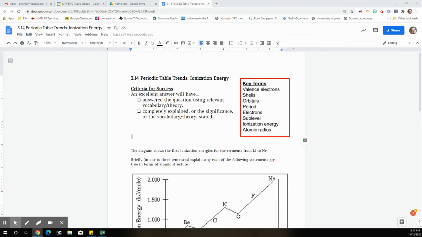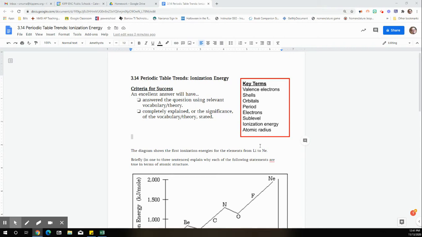So when you're writing an FRQ, you have this criteria for success. An excellent answer will have answered the question using relevant vocabulary or theory. I'm going to try for right now to give you a box that would help point you in the right direction. It's not going to give you the exact answer because you won't use all of these terms in your answer, but you might use some of them.